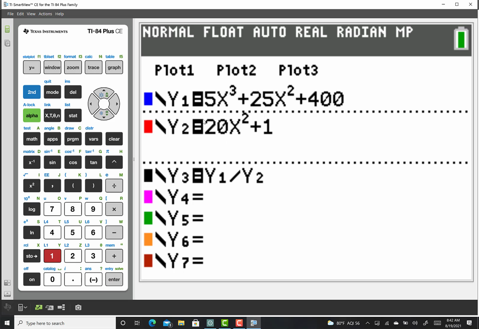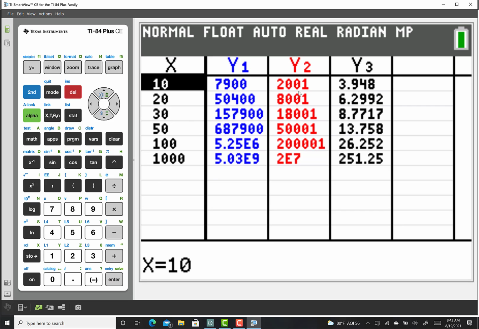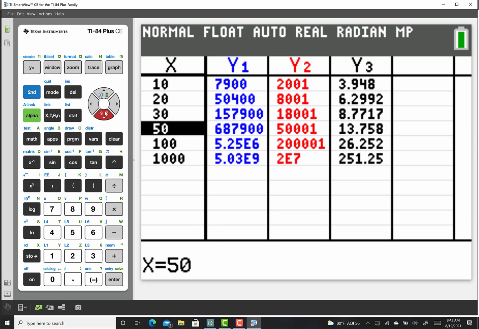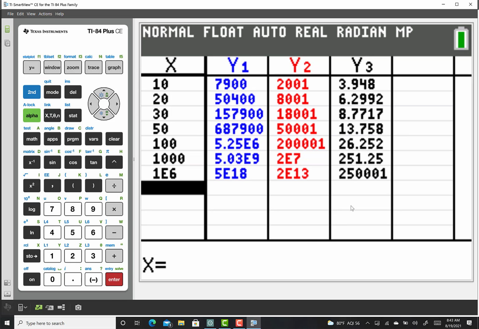Well, my numerator and my denominator, y1 and y2. Look what's going on with my output. Look at y3. It's just getting larger and larger. I know at 0 it says 400, then it goes back down, so let's disregard that one, because obviously there's stuff going on in the middle. But as x gets larger, 10, 20, 30, 50, 100, 1000, look at the output: 3, 6, 8, 13, 26, 251. It's just getting larger and larger, guys. It's not converging to anything. If I keep adding zeros, the output just keeps getting larger. You're not getting closer to any y value.